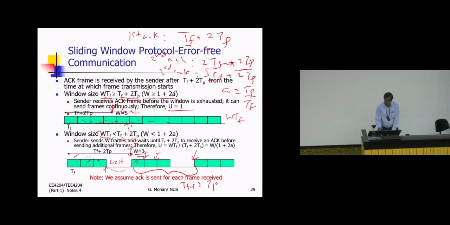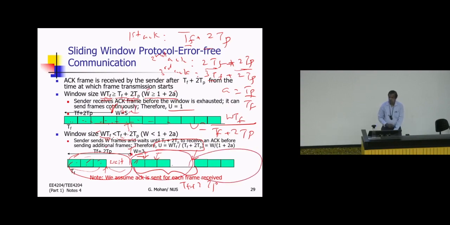So if you use the formula, we can say that WTF is the useful transmission for every TF plus 2TP. That is U, that is given here: useful transmission time divided by total time we use the link, right? WTF is the useful transmission time for every TF plus 2TP. So this is cyclic, it's repeating. So the utilization is W divided by 1 plus 2A.